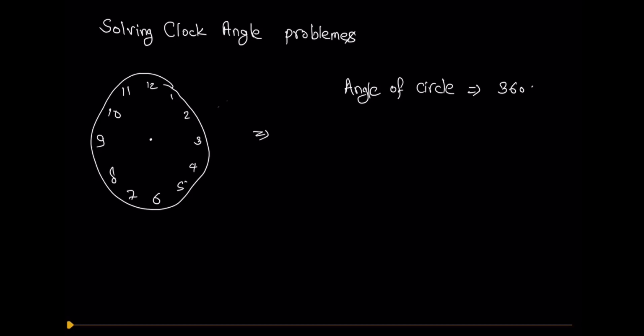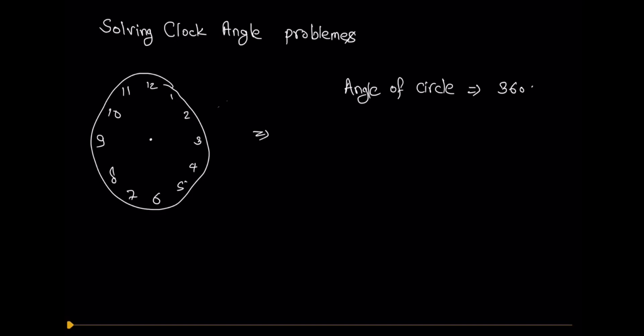So first we're going to evaluate how many degrees an hour hand rotates per hour, how many degrees a minute needle rotates per minute, and how many degrees the hour needle rotates per minute. We're going to evaluate these because it's going to be very useful. We're also going to generate a generic formula to evaluate the angles. So let's get started. We already know the angle of the circle is 360 degrees.